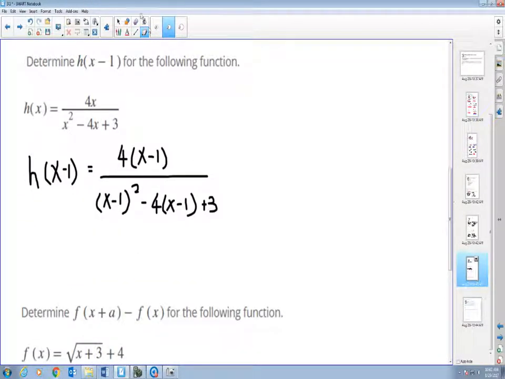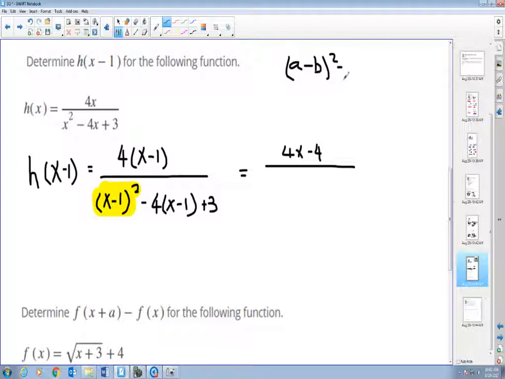So let's simplify. Okay, let's do a distribution real quick for the top. That will be 4x minus 4 over. Alright, so during the review we talked about this term right here being a perfect square binomial. Remember the formula? A minus b, whole thing squared, is equal to a squared minus 2ab plus b squared.